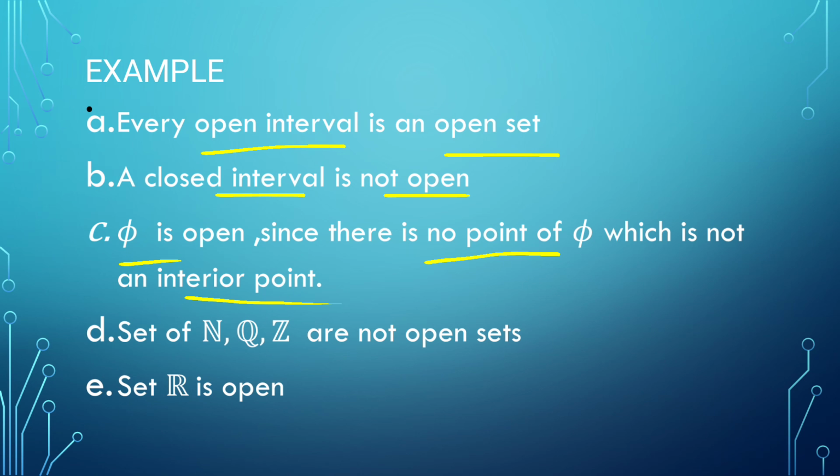If we have the natural, rational, and integer sets, you find that these are not open, because their points are not interior points of the sets. And lastly, the set of real numbers is open, because if you take a given point in an open interval, you find that it is still in the real set. And that is actually the idea of a neighborhood.